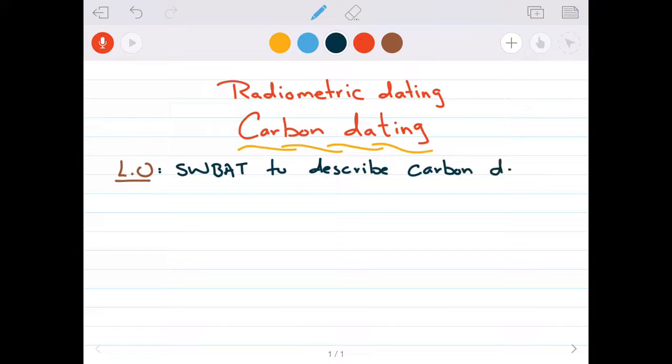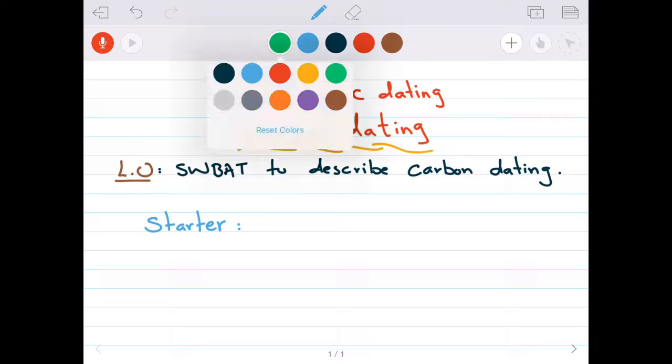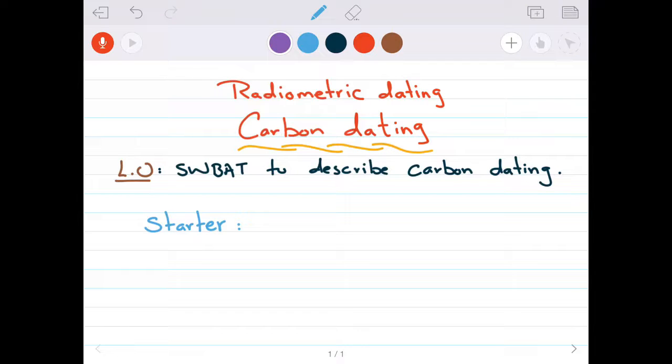If you remember in the last videos, we talked about how we can determine the relative age of a certain rock layer, where we compared that rock layer to other layers, and we could only tell whether it's younger or older compared to other layers. However, in today's lesson, we're going to talk about how we can actually determine the absolute age of a certain rock or a certain organism.